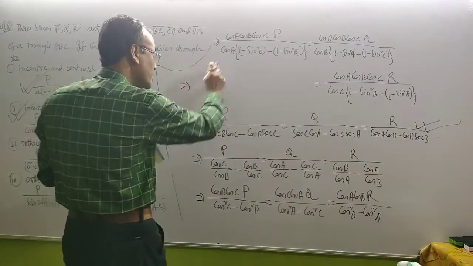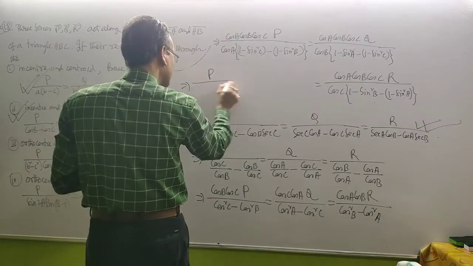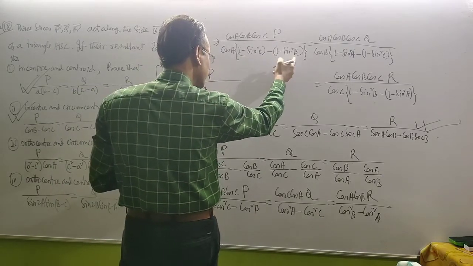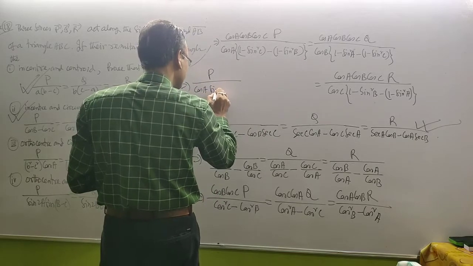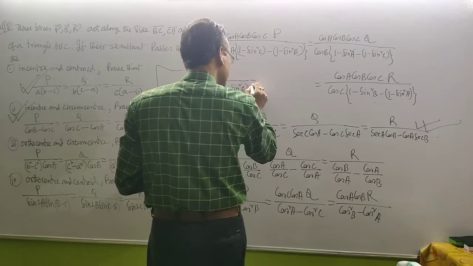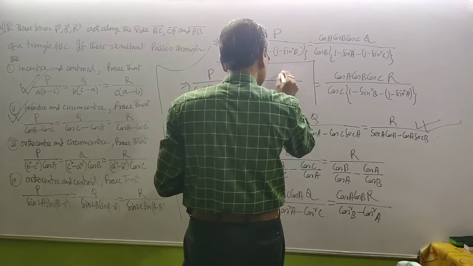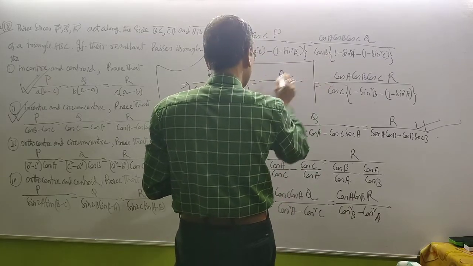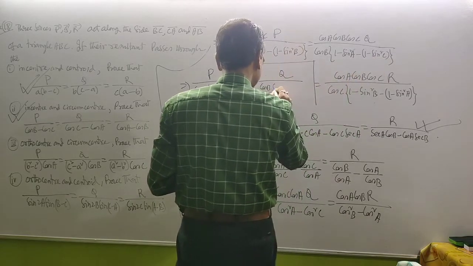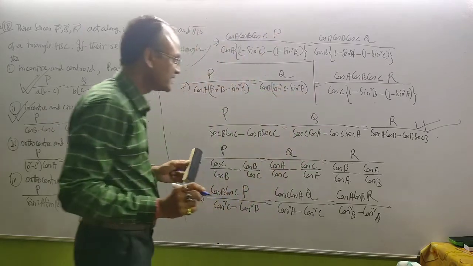This means divide cos A cos B cos C from both sides. From all sides, it will be P divided by cos A. 1 minus 1 will be cancelled. Sin square B minus sin square C. This is equal to Q divided by cos B. 1 will be cancelled. Sin square C minus sin square A.